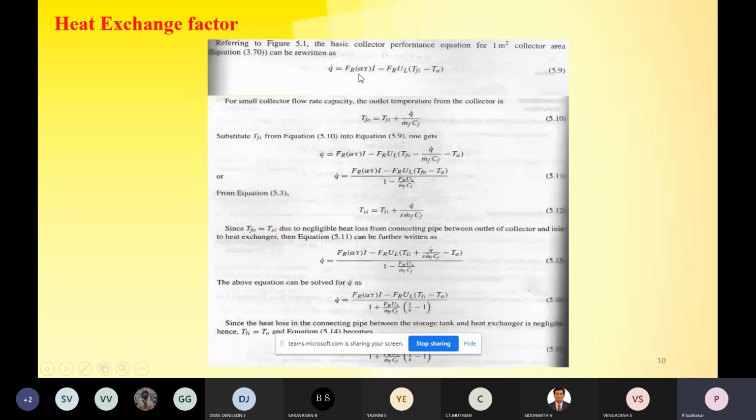You know this is the heat transfer, heat absorbed, the useful heat gained by the collector. This equation we have, last class we did a problem based on this equation. In that they have added only F, what is F? FR is the heat removal factor. Am I right? Okay, heat removal factor FR.